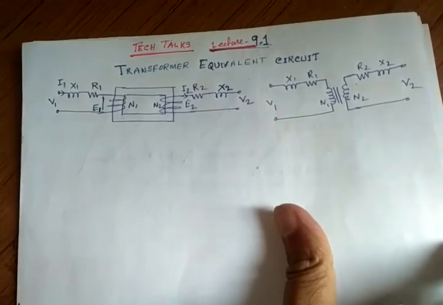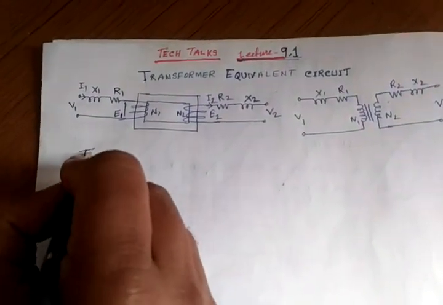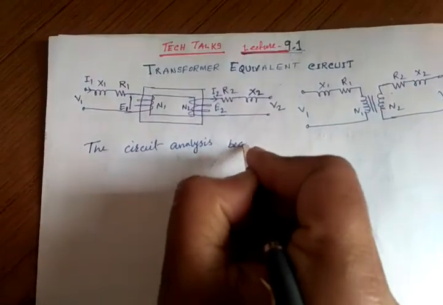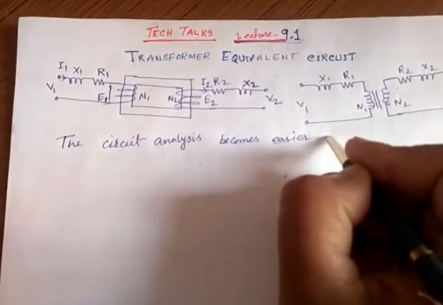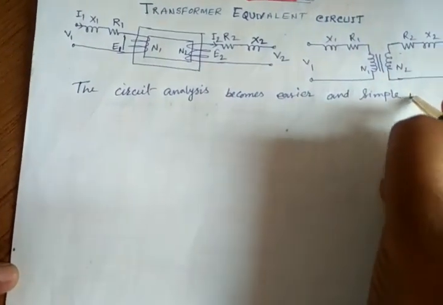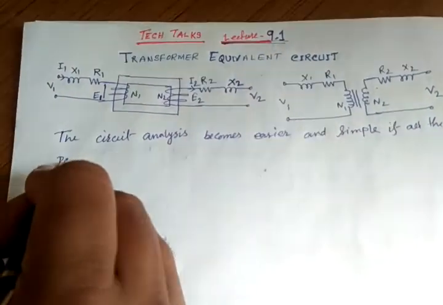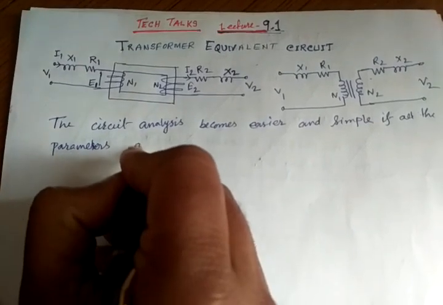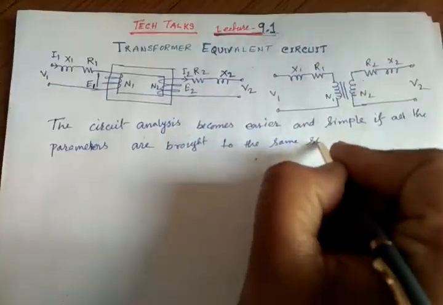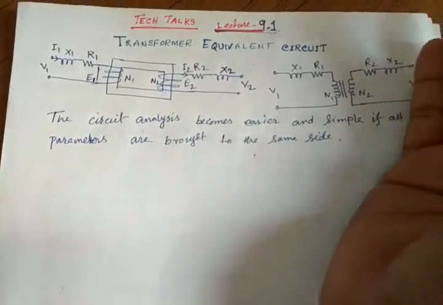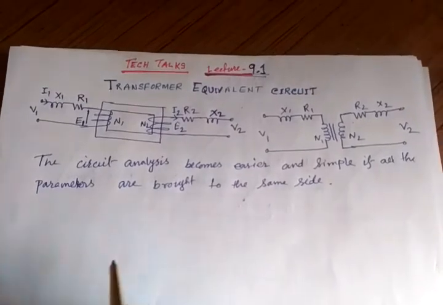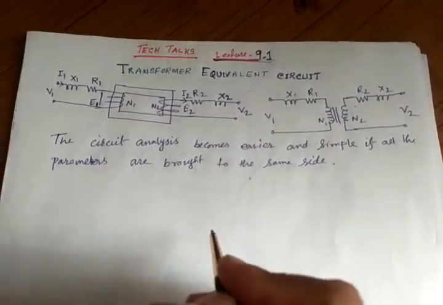Now, circuit analysis becomes easier and simpler if all the electrical parameters like X1, R1, all such parameters, are brought to the same side of the transformer. Like if all the resistances and reactances are on the primary side, or all things are on the secondary side, then the analysis will be easier. Correspondingly, we will have two different equivalent circuits for the transformer.